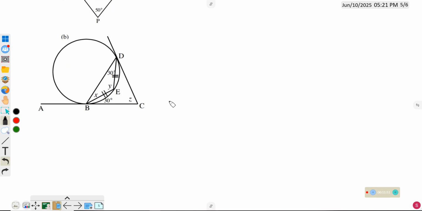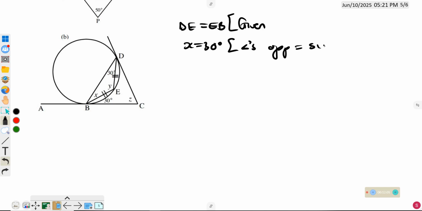You can find x first, because you are given that DE is equal to EB. By default, x is equal to 30 degrees. Angles opposite equal sides. Oh, this is given. Then secondly, you can look for angle y. Angle y, you'll find it by sum of angles in a triangle. You have 30 degrees. Those two give us 60, which means this will be 120 degrees.